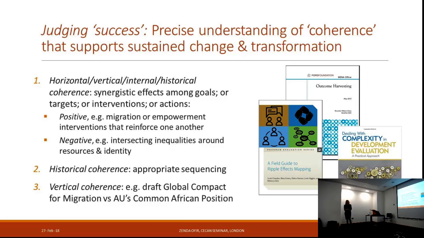But the AU's Common African Position, there's real conflict between African perspectives on migration issues and, let's call it, the rich countries' perspectives. Real disconnects. So one also needs the vertical coherence from local to global. Right?